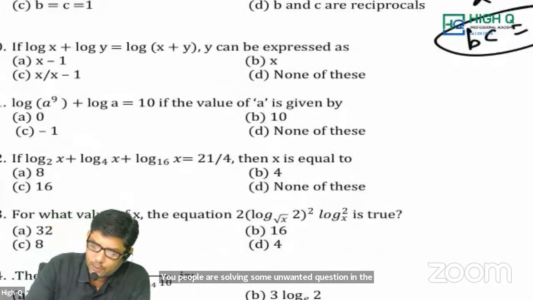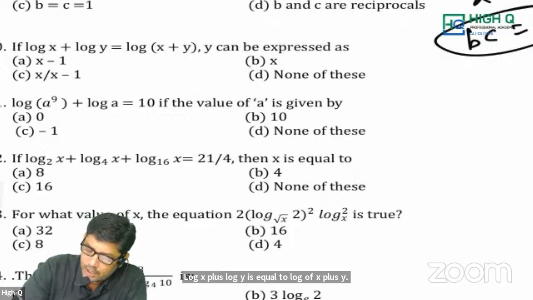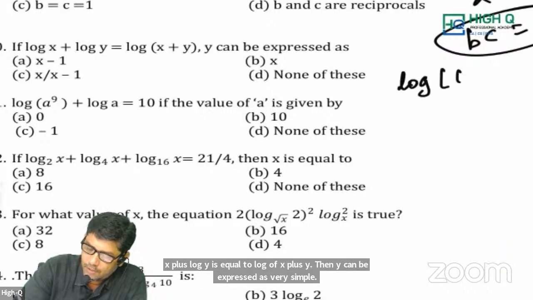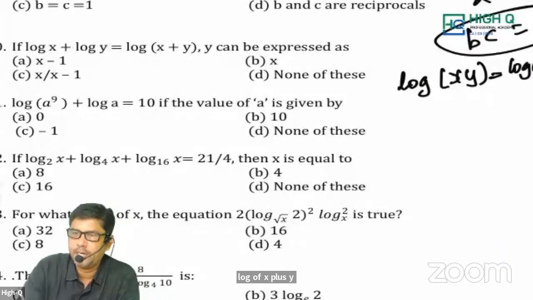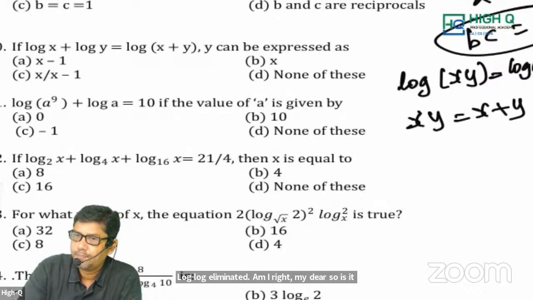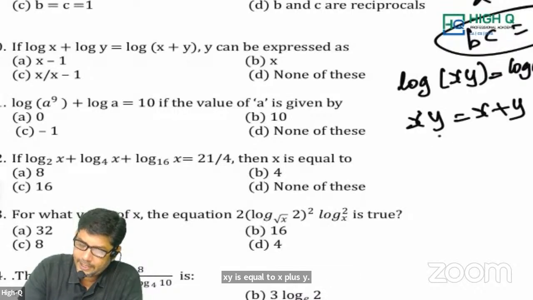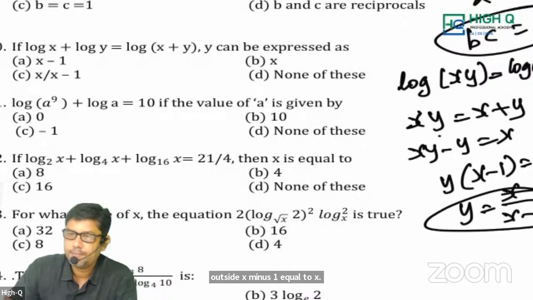Log x plus log y is equal to log of x plus y. Then y can be expressed very simply. Log x plus log y is equal to what? Log of xy is equal to log of x plus y. Log eliminated. Am I right, my dear? So is it xy is equal to x plus y? Say yes or no, my dear. So y can be expressed as xy minus y is equal to x. Take y outside. y times x minus 1 equals x. What is y equal to? x by x minus 1.